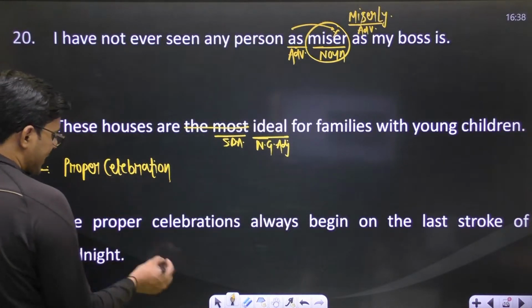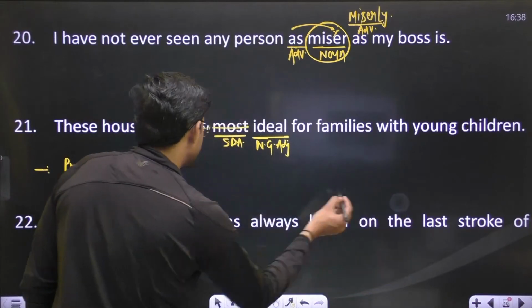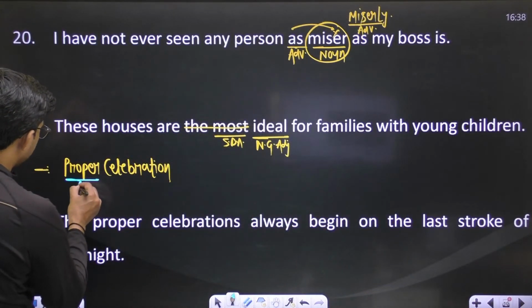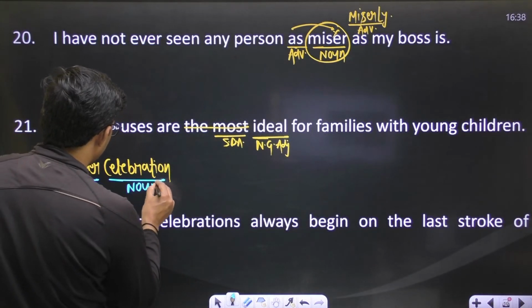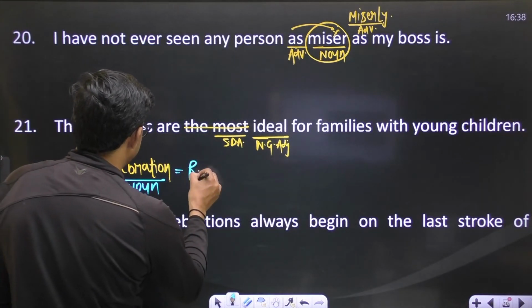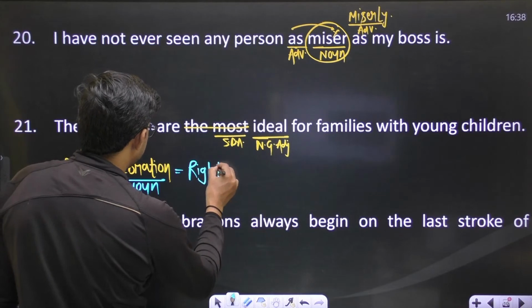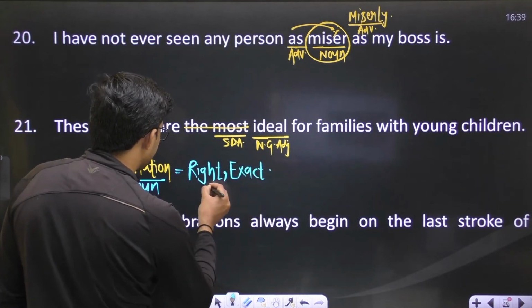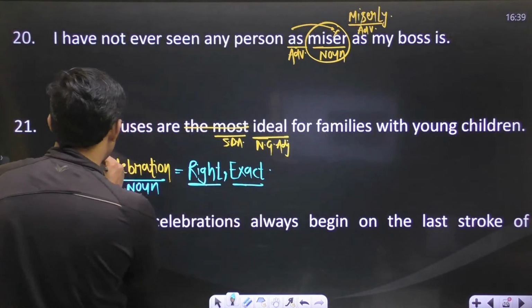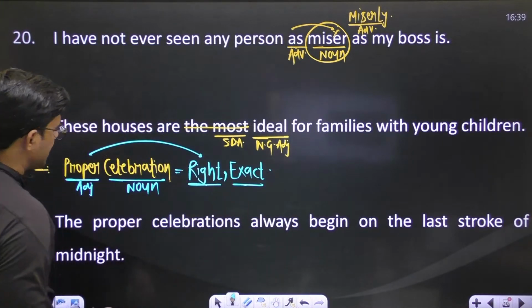So whenever this adjective proper comes before a noun, it shows the sense of right, exact. Okay, right or exact. This proper shows the sense of right or exact.